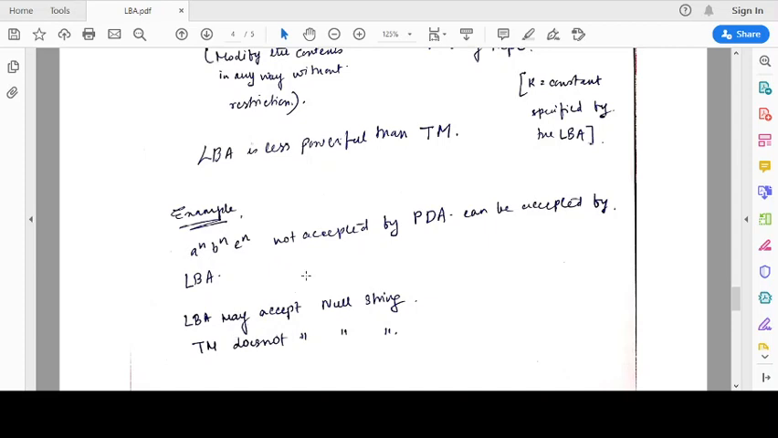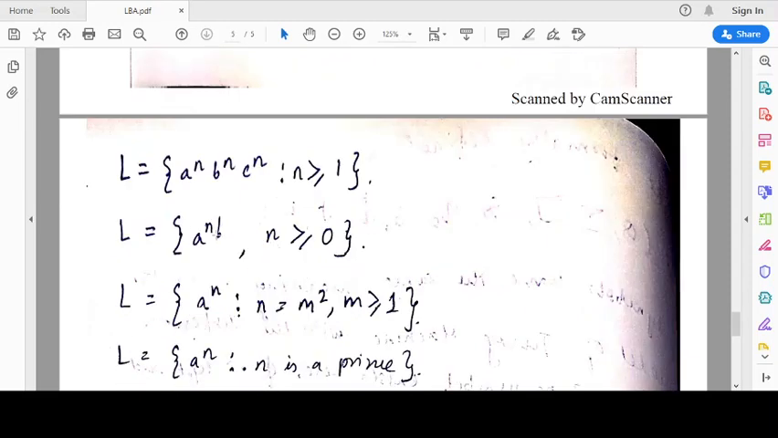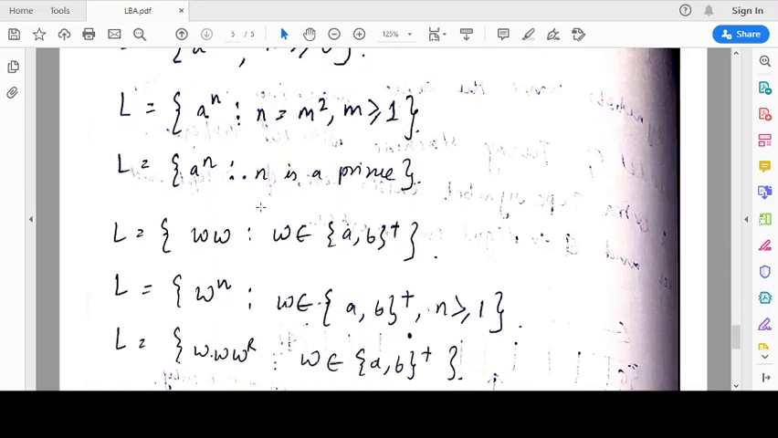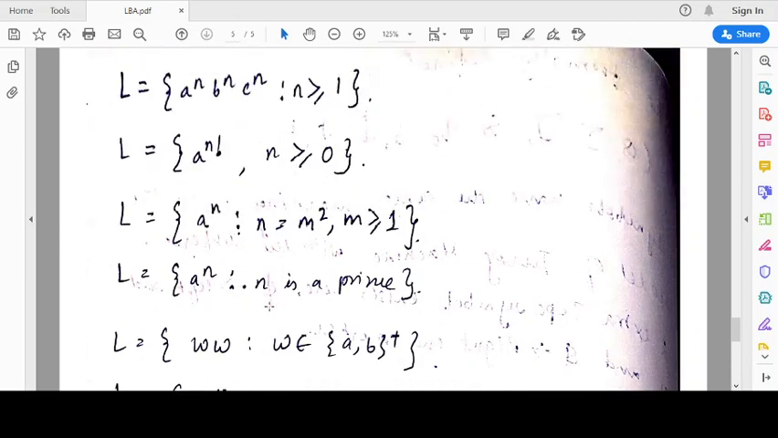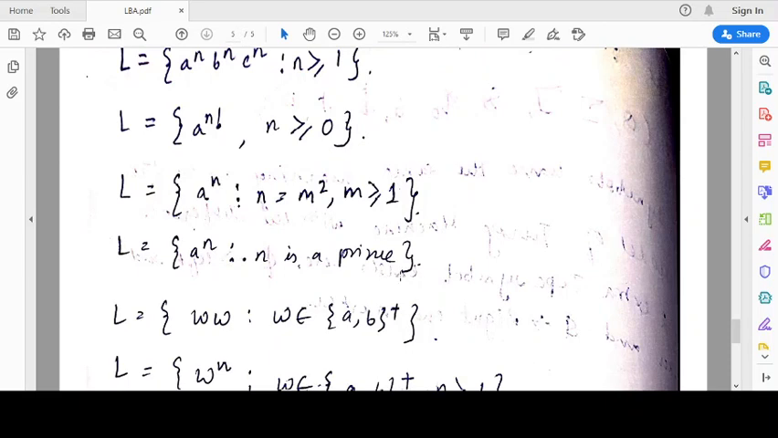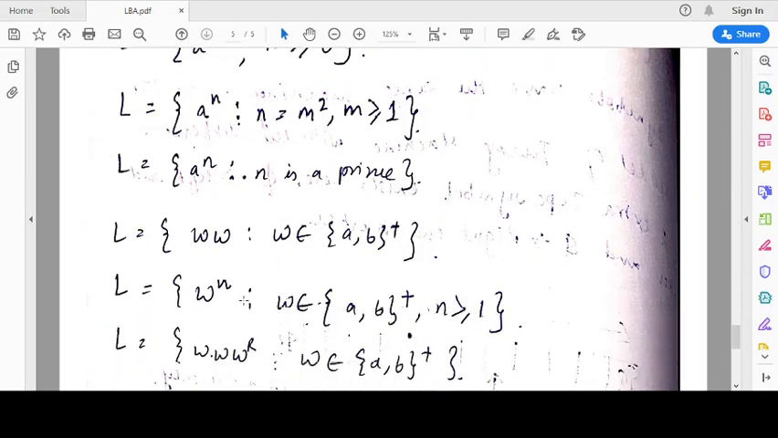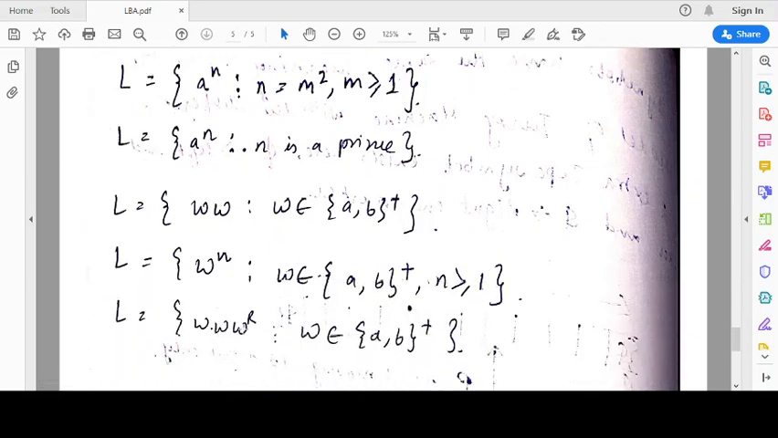Next, students, just for your reference, I have given a list of languages which can be accepted by a linear bounded automata. I'll just read this simply. A to the power n, b to the power n, c to the power n. You have already seen a to the power n factorial, a to the power n where n is a perfect square, a to the power n where n is a prime, and the concatenation of w and w reverse. This is w, this is the reverse of w, and in between we can have anything.